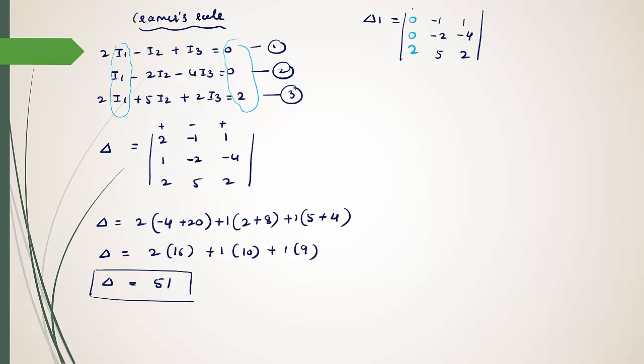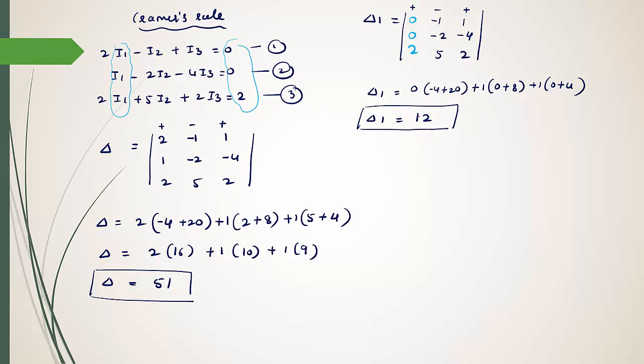The remaining part is again the same determinant, plus, minus, plus. So we will get delta 1 as 0 into anything will be 0, that is minus 4 plus 20. Minus into minus will be plus 1, 0 plus 8. Then plus 1 into 0 plus 4. So we got delta 1 as 12. What is the value of delta 1? That is 12.